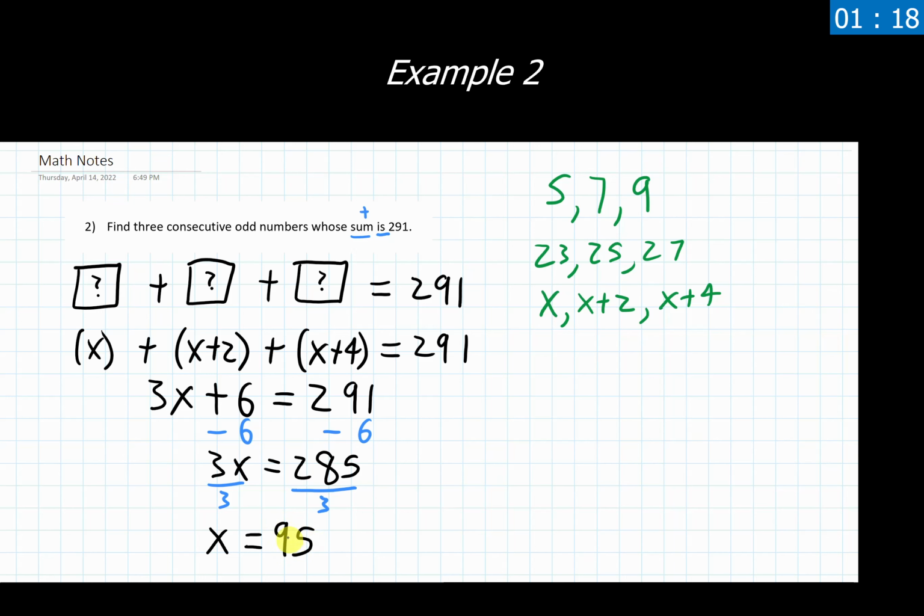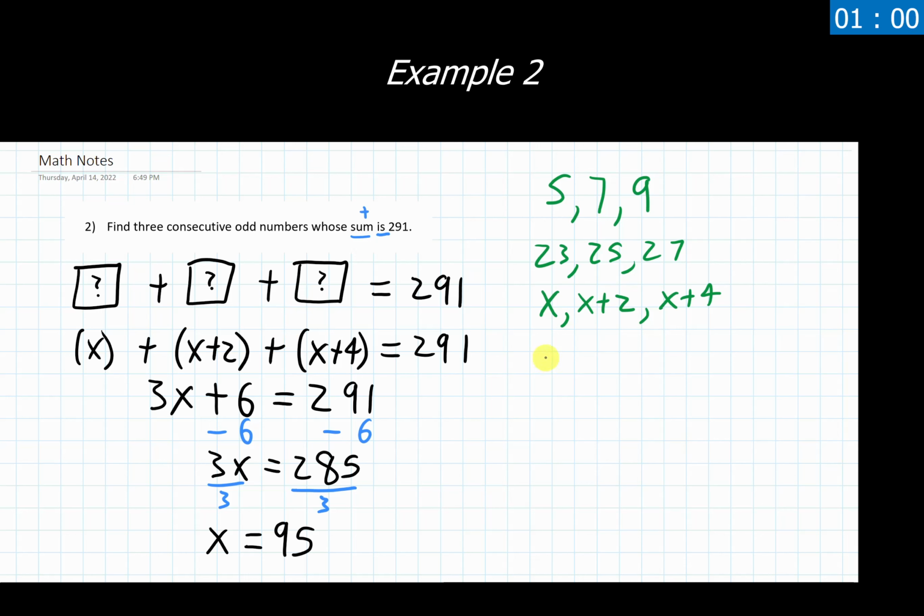Now, we aren't done here. Yes, we found our x value. Great. But we're told to find 3 consecutive odd numbers. So I have my first one. I need to find out what these other 2 are. And thankfully, we have a little bit of a strategy and a little bit of a setup for that.